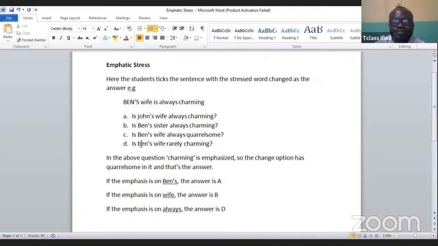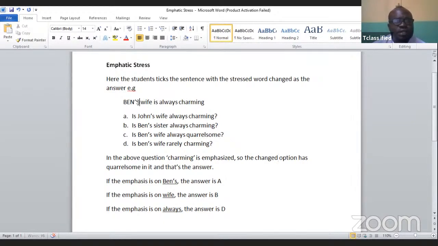You can see that here it has been changed to Jones. So that makes option A the right answer. If the emphasis is on Ben's, then option A should be the answer because Ben has been changed to John. So this is very, very important. You're looking for the option that has the stressed word changed. That's what we're looking at.